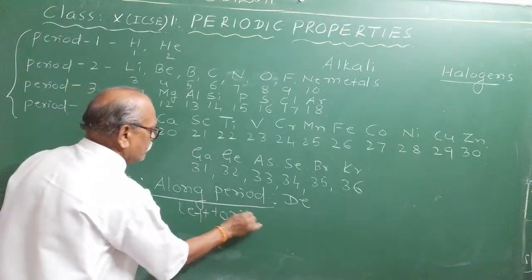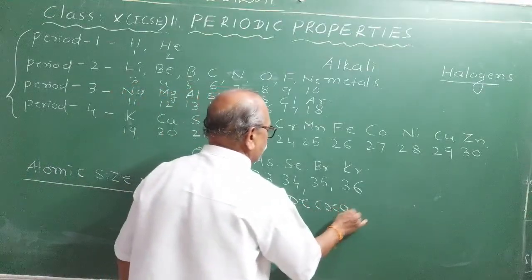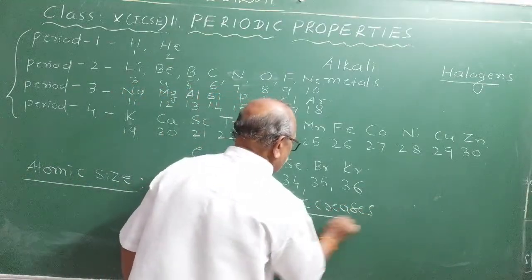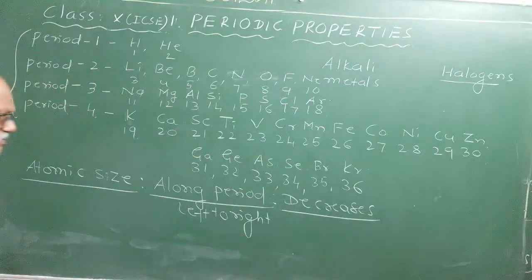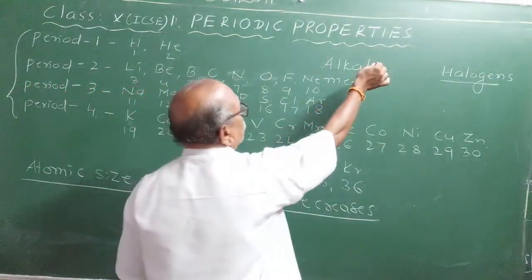Left to right. You must have clear understanding. It decreases. Why it decreases, we discussed in the last class. Again, I will take questions and again explain. Along the period it decreases. Name the elements. Which particular elements have got the highest atomic size?